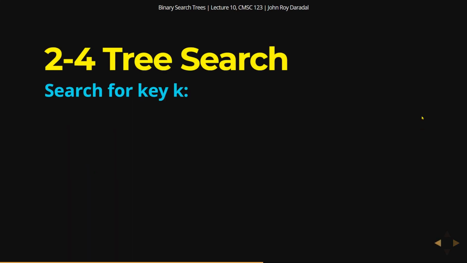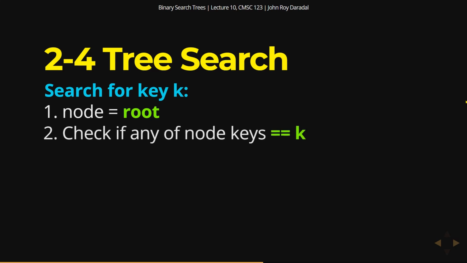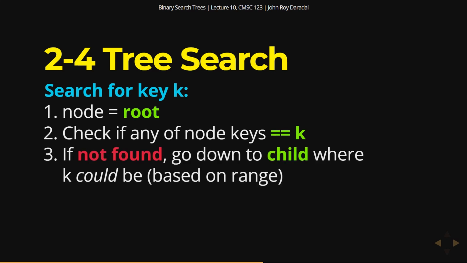Okay, so how will we do search for 2-4 trees? If you search for key K, we'll start at the root and check if any of the nodes are what we are looking for. Since it has either 1, 2, or 3 entries, do any of those entries have the key that we're looking for? If it's found, then you return it. If not, you go down to the child where K could be based on the range.